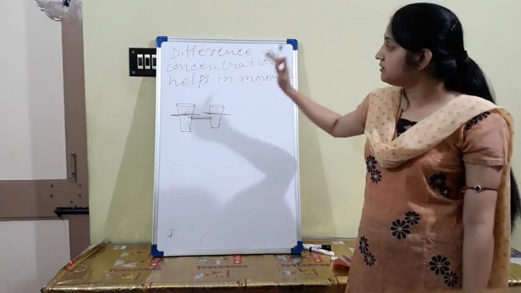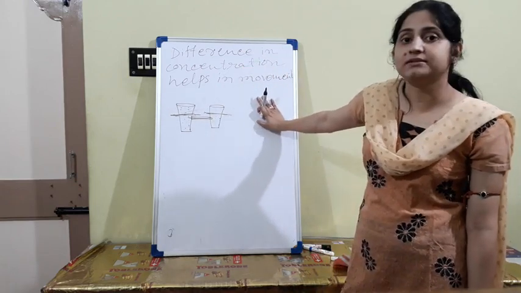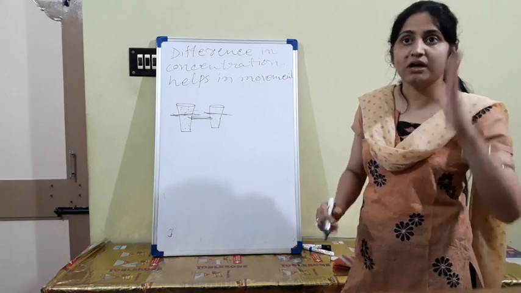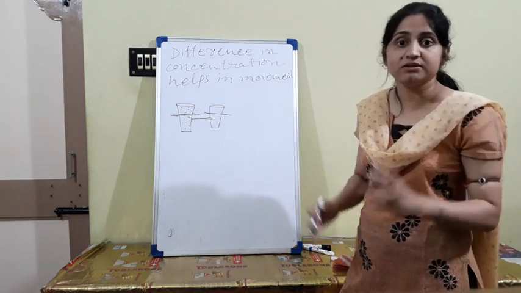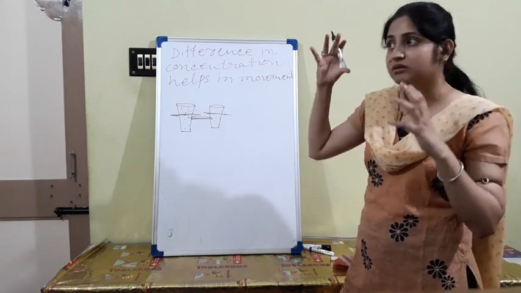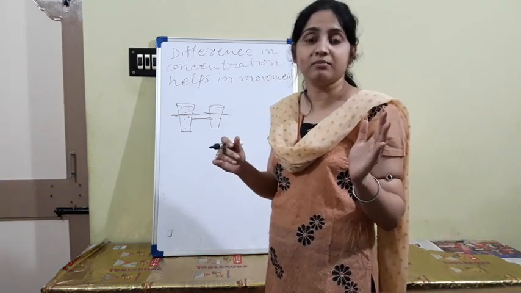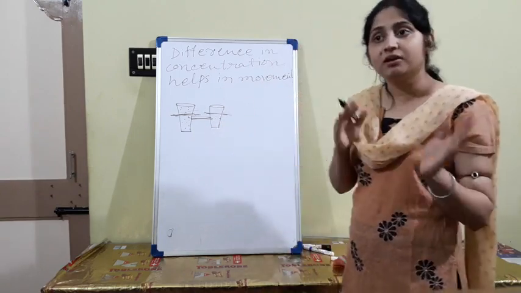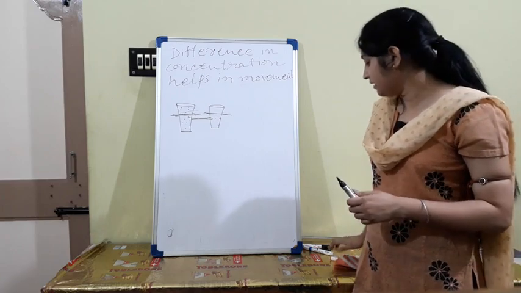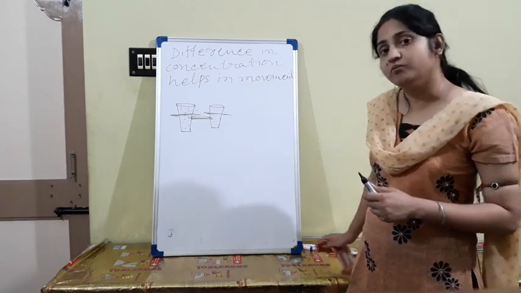Just like that, the same event occurs in diffusion and osmosis. Water moves from the higher concentration region to the lower concentration until the concentration both inside the cell and outside the cell is the same. Okay, they continuously flow, and this difference helps in the movement. Concentration difference helps in the movement.